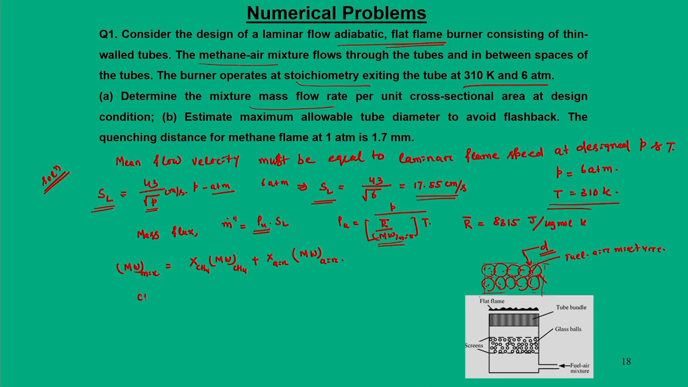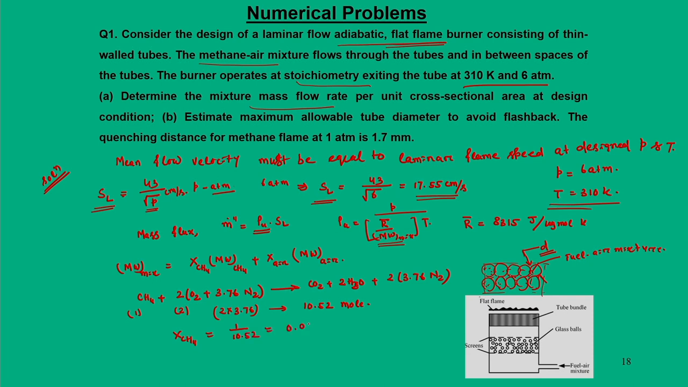So, we can say CH4 plus 2 times O2 plus 3.76 N2 will give you CO2 plus 2H2O plus 2 into 3.76 N2, right. So, this is 1 mole, this is 2 moles, and nitrogen is 2 into 3.76 moles. So, this gives you 10.52 total moles. Xi CH4 will be 1 by 10.52.